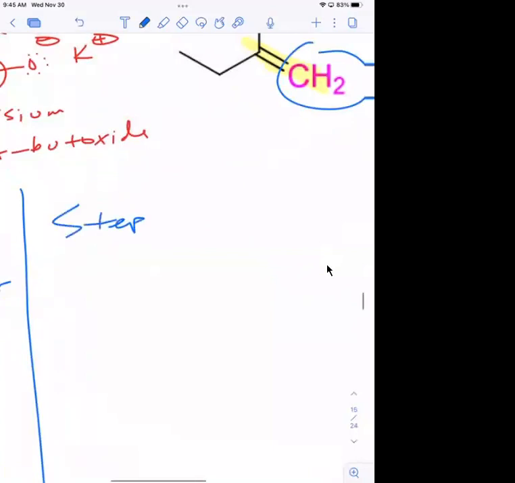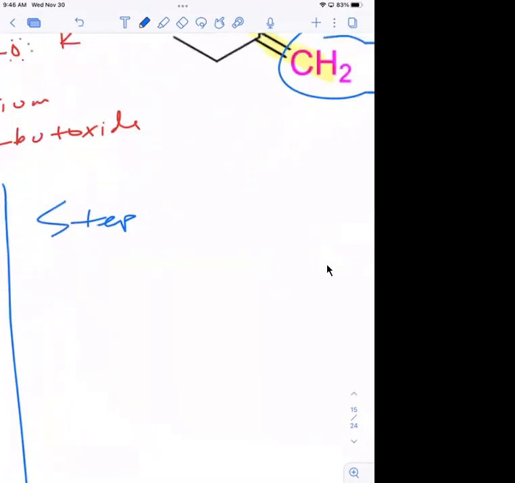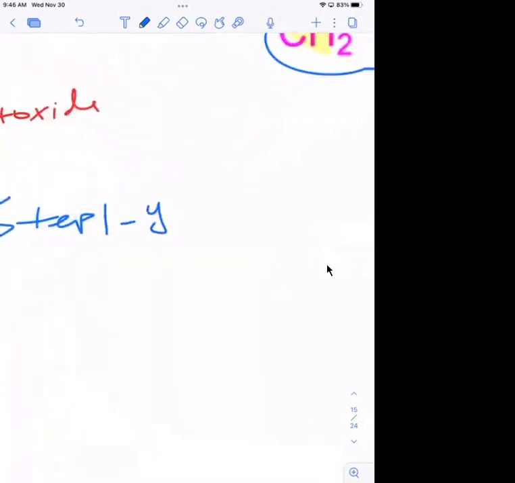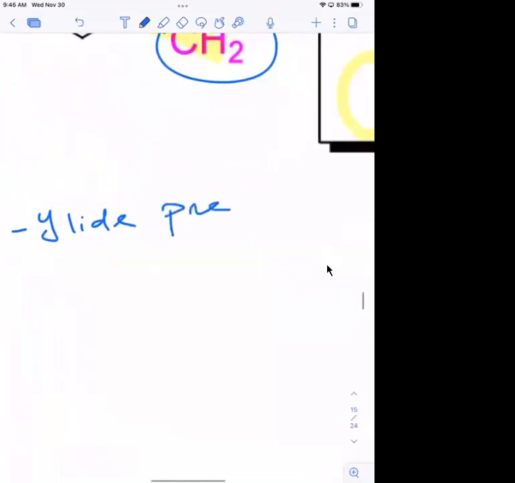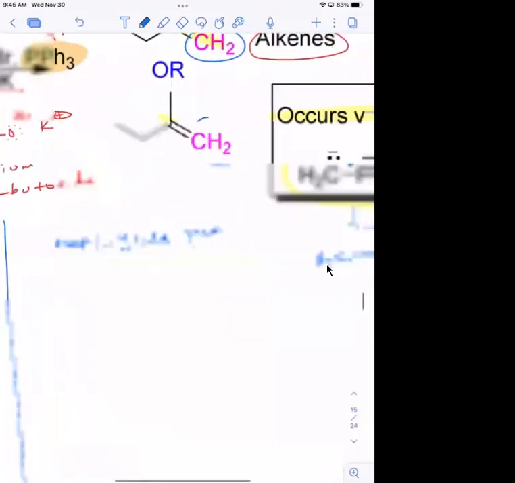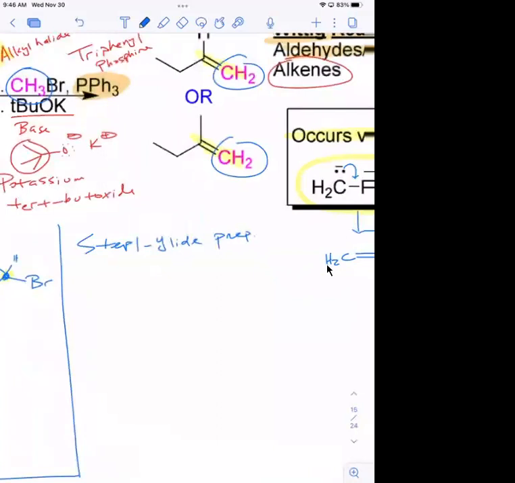I loved doing Wittig reactions as a grad student, to be real, because it gave you a lot of time in between steps. So the first step is to prepare the ylide. This is a step where you set up and go to lunch. And normally it's done at low temperature.